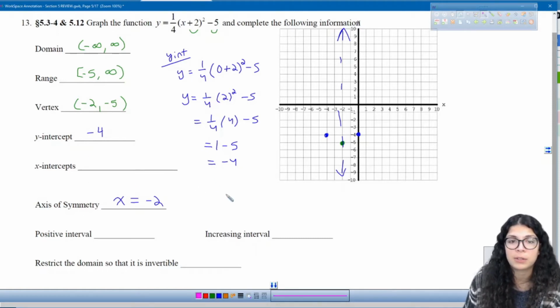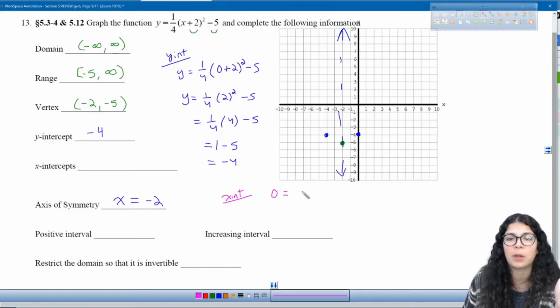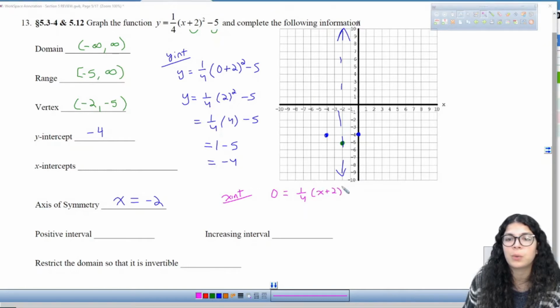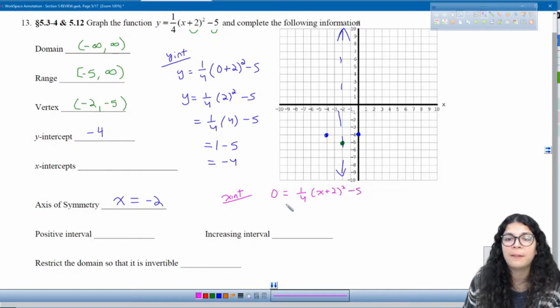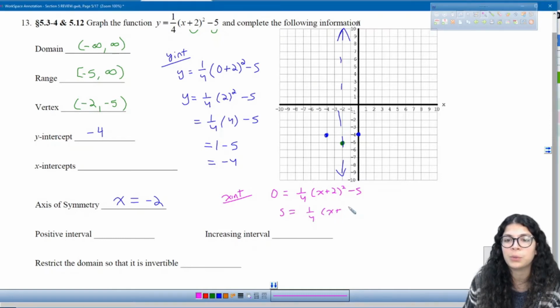For the x-intercepts, I'm going to set the y value to be 0 and then solve for x. So I get 0 equals 1/4 times (x plus 2) squared minus 5. Add 5 to both sides. We get 5 equals 1/4 (x plus 2) squared. Then we need to get rid of the 1/4 in front, so let's go ahead and multiply 4 on both sides. 4 times 5 is 20. I'm just going to write that over there. And 4 times 1/4 would just be 1. So we get 20 equals (x plus 2) squared.